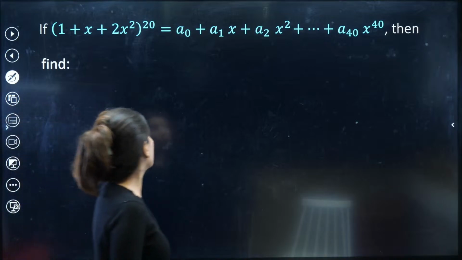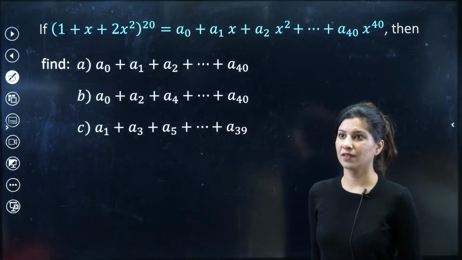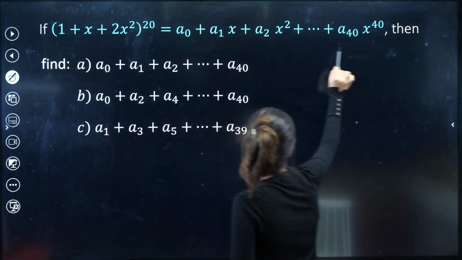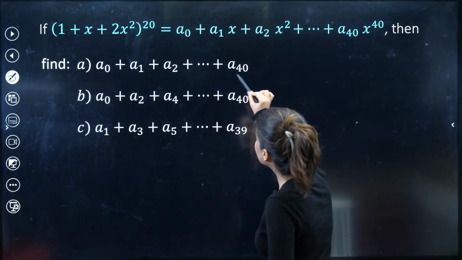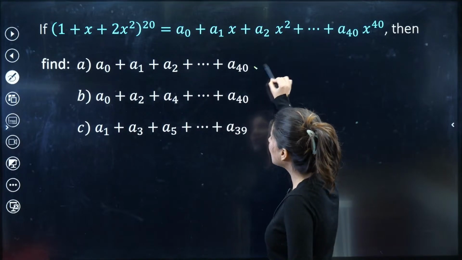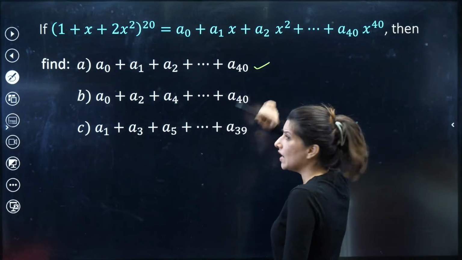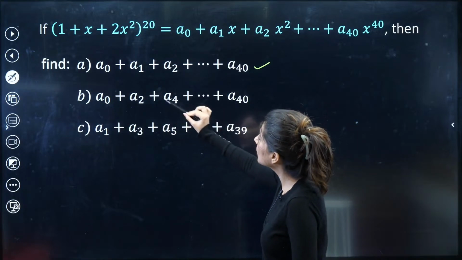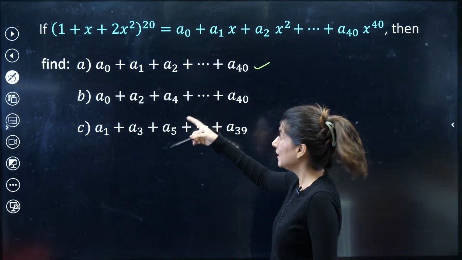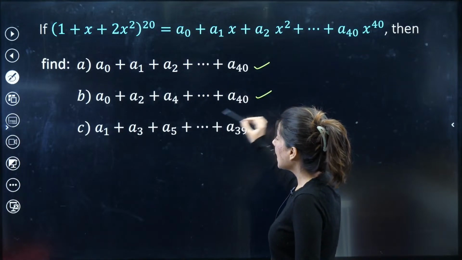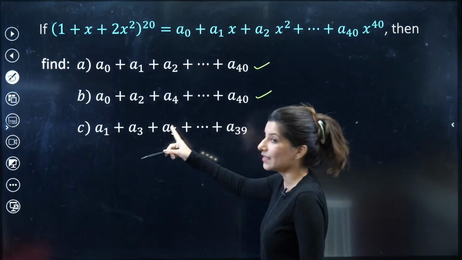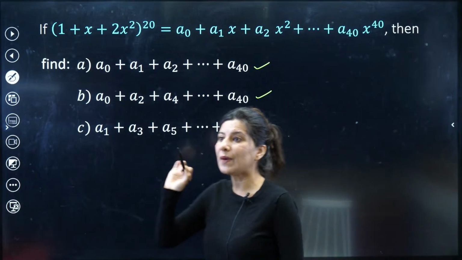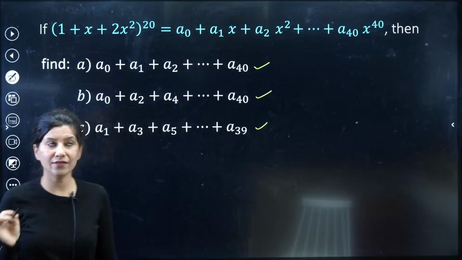Now we have this question wherein (1 plus x plus 2x squared) raised to power 20 is this, and we need to figure out the sum of the coefficients a0 plus a1 plus a2. Remember that these are not the binomial coefficients. Then we are looking for a0 plus a2, so a1 is jumped and a3 is not there. Then we are looking for a1, a3, that means a0, a2 are missing. How do you tackle this? Three parts are there.